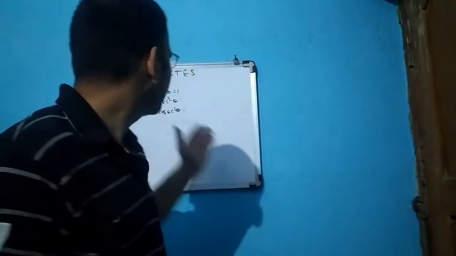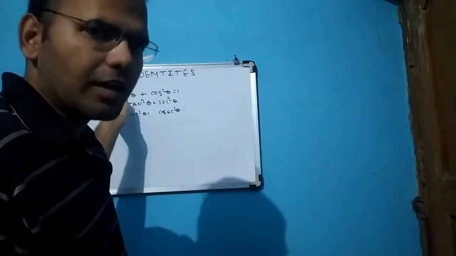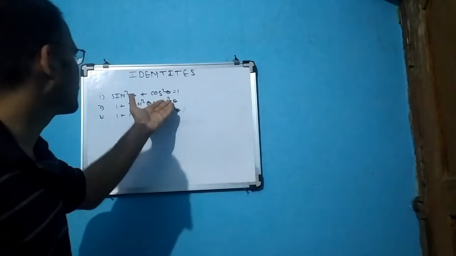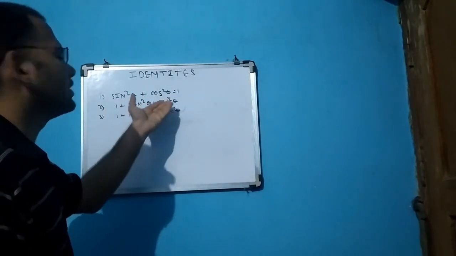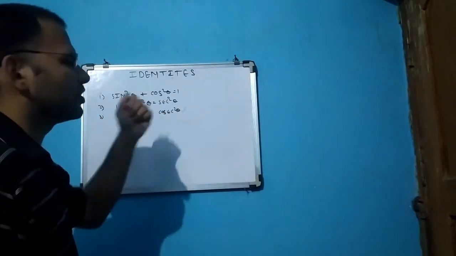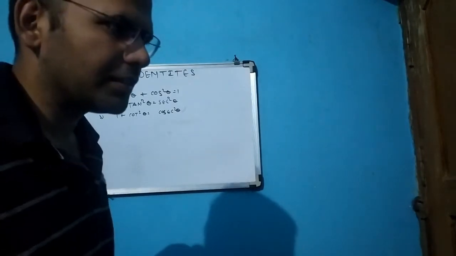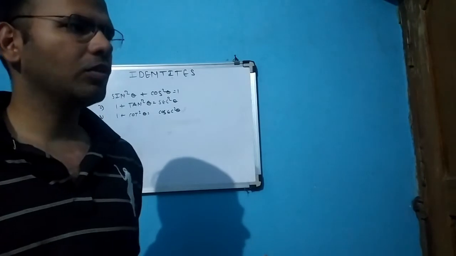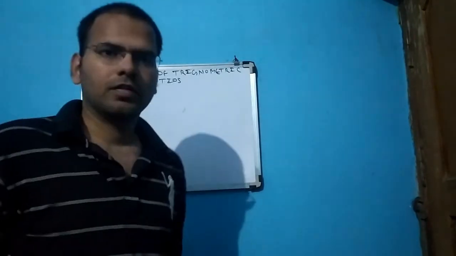So friends, these are some fundamental trigonometric identities. One is, as we already discussed, sine square theta plus cos square theta is 1. The second one is 1 plus tan square theta is equal to sec square theta, and another one is 1 plus cot square theta is cosec square theta. These are fundamental trigonometric identities that you need to remember in order to manipulate trigonometric equations to get the results. Now friends, let us derive the value of some trigonometric ratios.